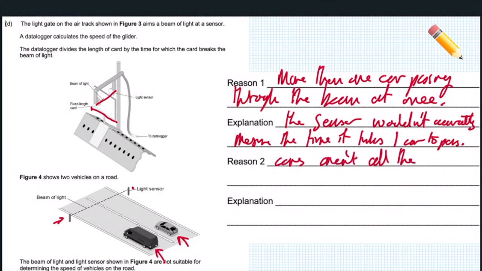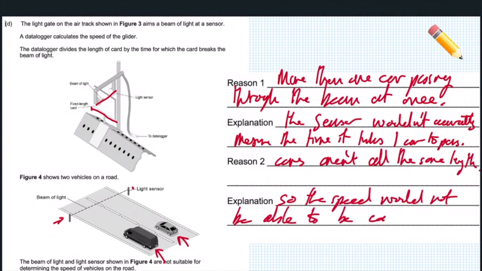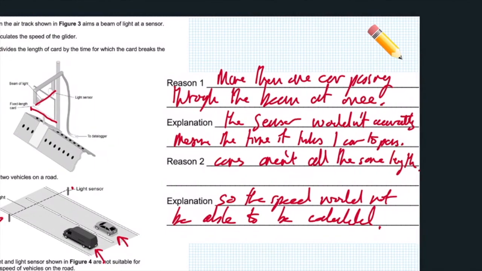Reason 2, cars aren't all the same length, so speed would not be able to be calculated. So if you imagine a coach goes past at 70 miles an hour and a Mini goes past at 70 miles an hour, the coach is going to take a lot longer to go past than the Mini, so it's going to appear that the Mini is going faster, when in fact it's going at the same speed.